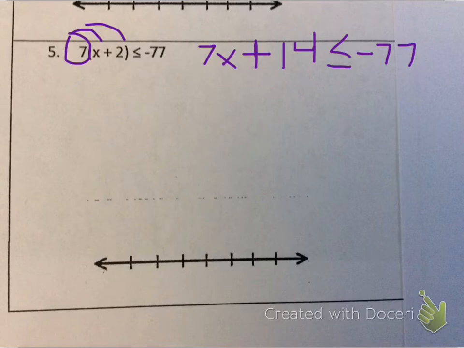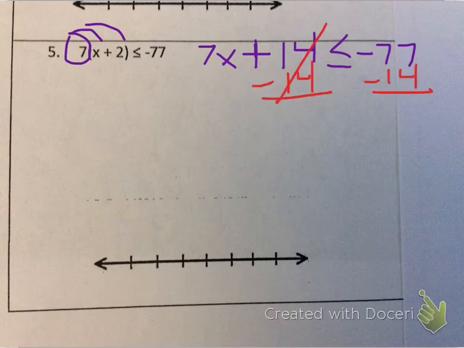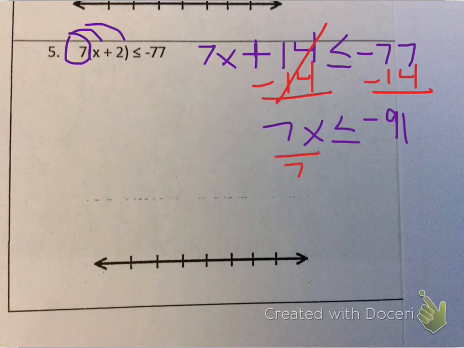Solve that just like an equation. First, we're going to get rid of that positive 14 with a negative 14 on both sides. The 14s cancel out. I'm left with 7x is less than or equal to negative 77 minus 14. You have same signs, so you're going to add. That's going to be a negative, and that's going to give me 91. Now you want to get rid of the 7, so I'm going to divide by 7 on both sides.